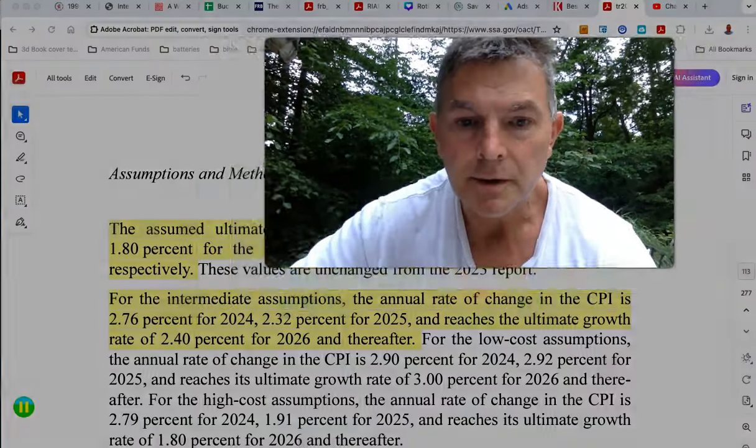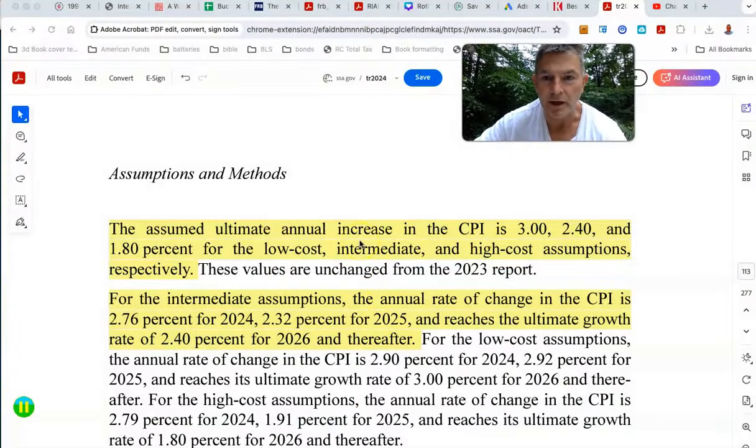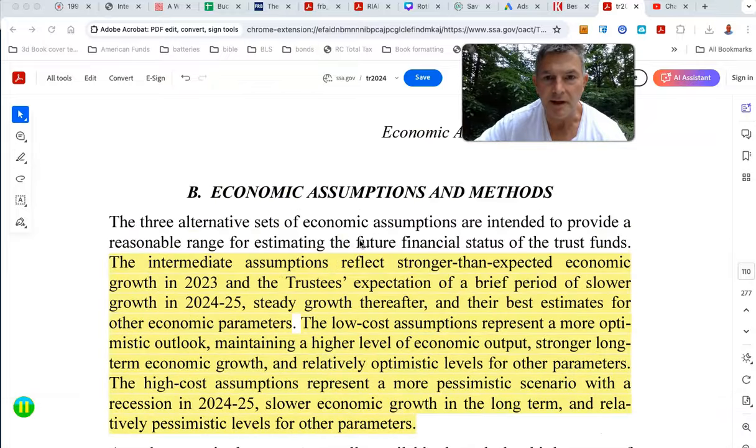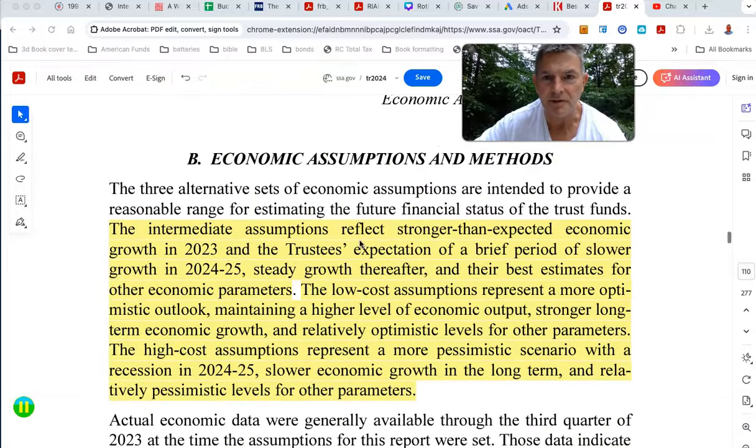I find this of interest, and you should too, because this is going to affect your bottom line, amigos. All right, so we're just going to look at the Trustees Report. I got lots of highlights here you can see. And we're going to start with economic assumptions and methods. I find this stuff enjoyable. It's weird.